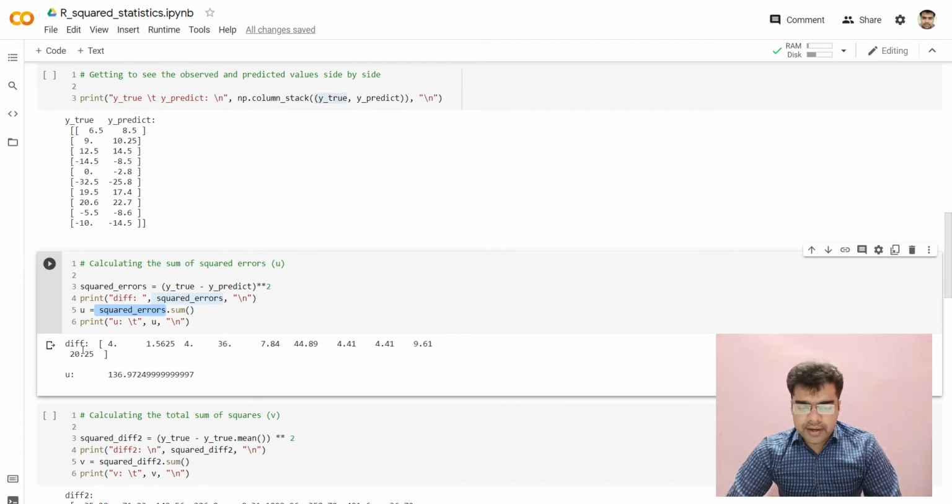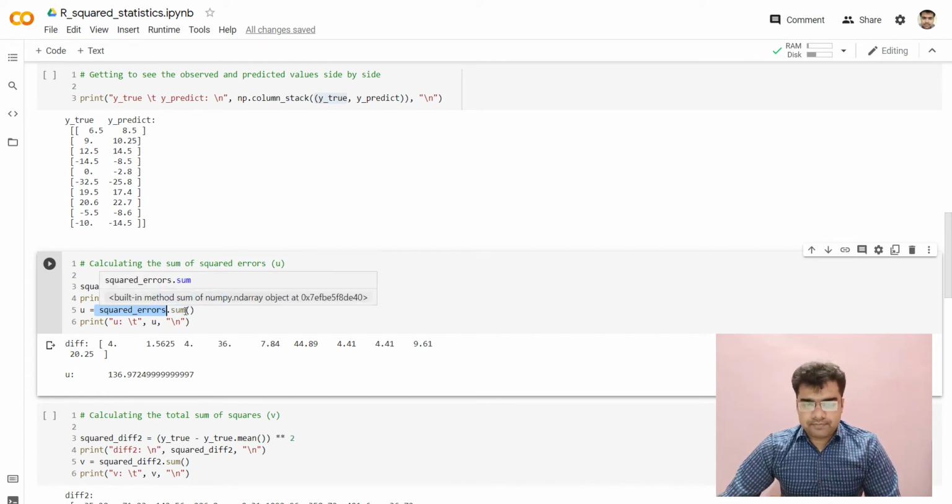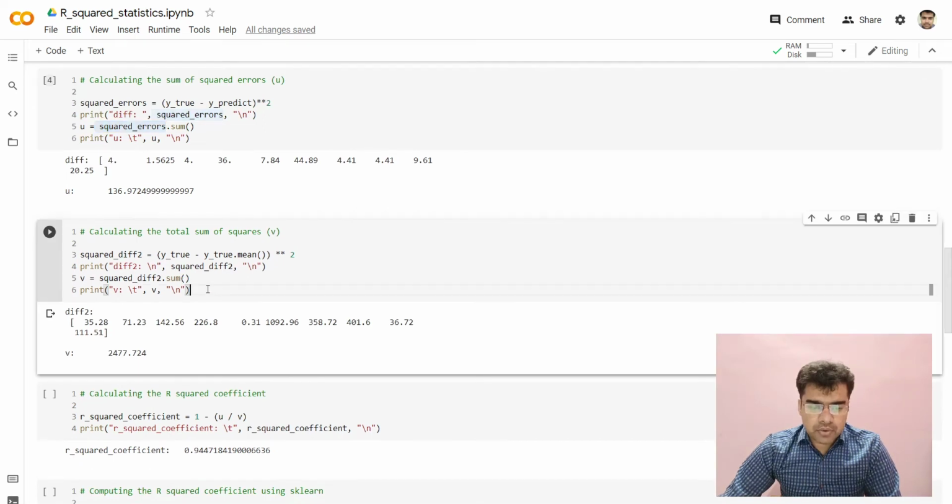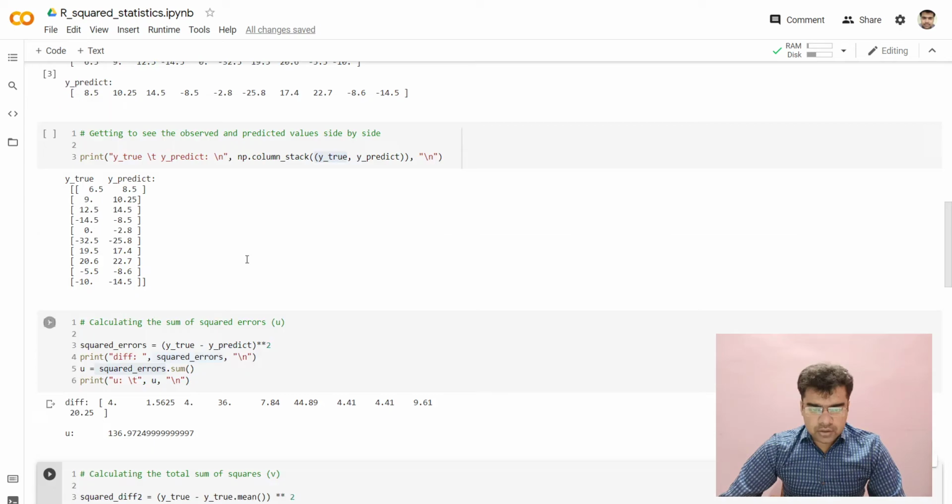So when you add all these numbers, the result would be equal to 136.972. Is this fine? Okay. So what I have done is I have computed the total squared error. Okay, and finally what I'm going to compute is the total sum of squares. So you already know the expression for calculating the total sum of squares.